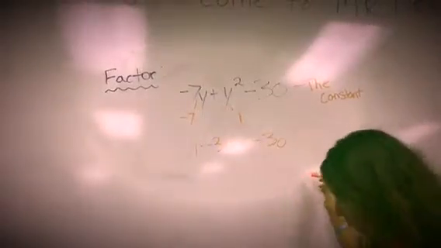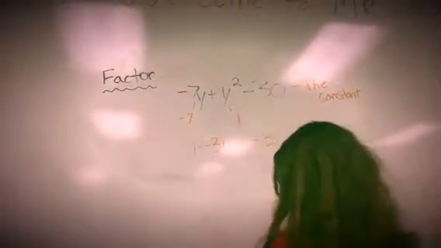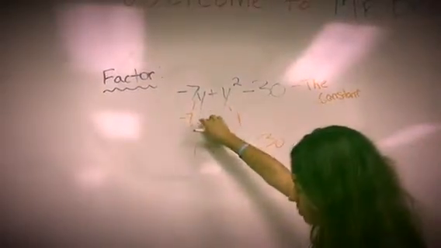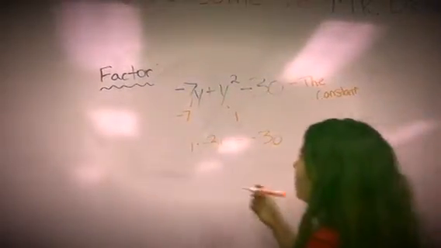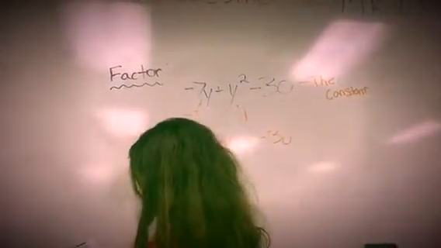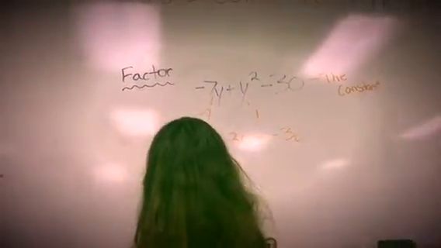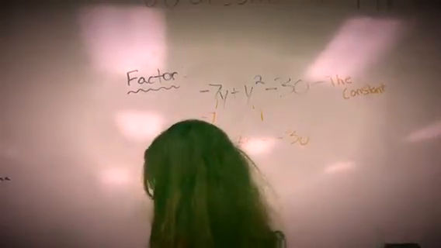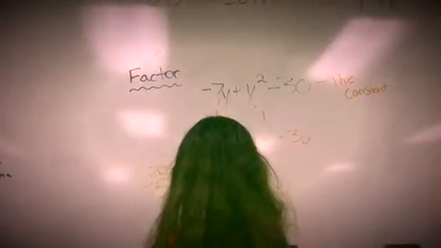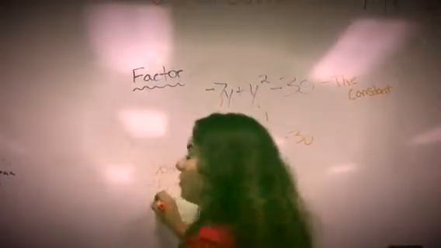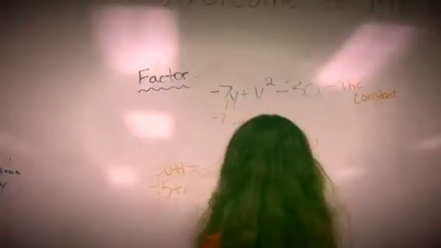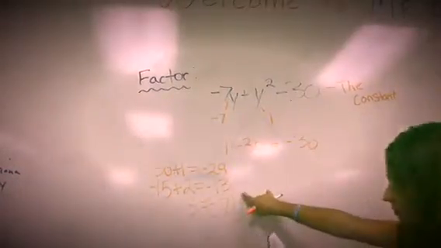Then what? So what factors of 30 make it into -7? We can do -30 plus 1, which equals -29. We could do -15 plus 2, which equals -13. But we could do -10 plus 3, which equals -7, which is our answer for that one.